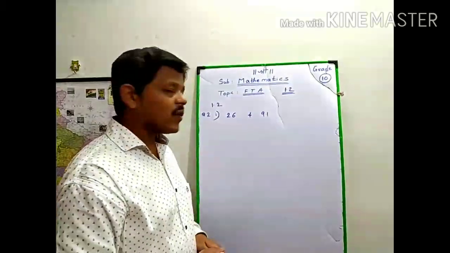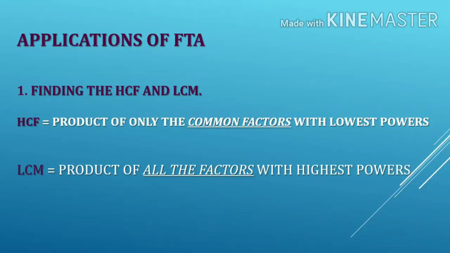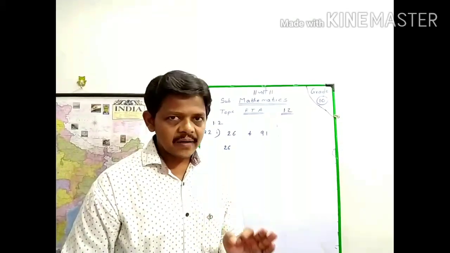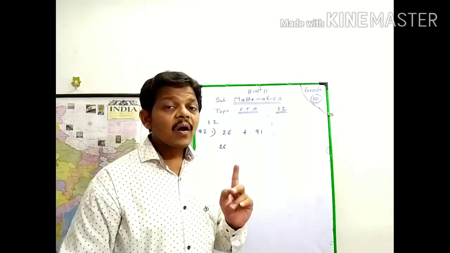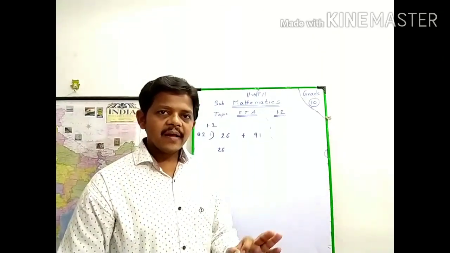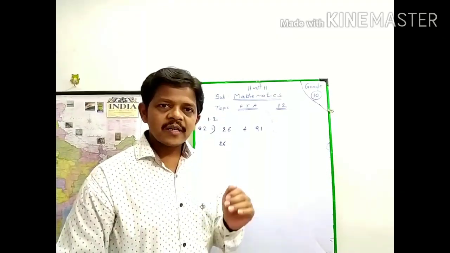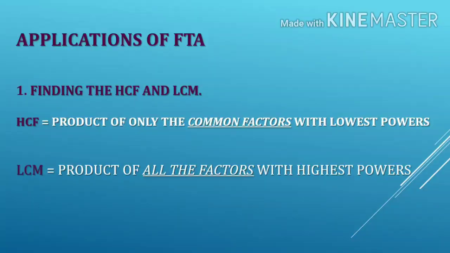So what is the formula for HCF? See the formula on the screen. The HCF is the product of common factors with their smallest powers. Understand very, very carefully. Here we need only the common factors, and we need their lowest powers. Very quickly, we'll see the prime factorization of 26 and 91.